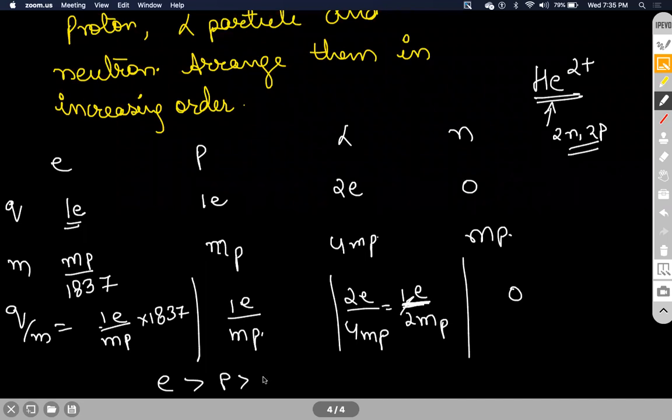Here EP alpha N. Got it? Yes or no? Any doubt? So 4 MP, how, sir? How is it 4 MP for alpha? Because there are 2 neutrons and 2 protons. Neutron has almost the same mass. Got it. Okay. Any other doubt?